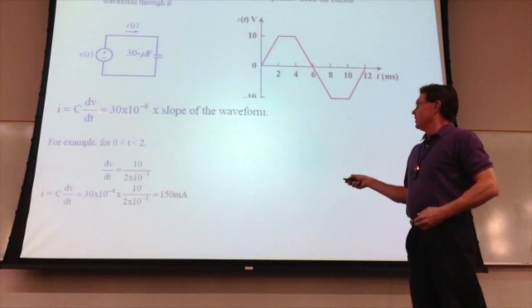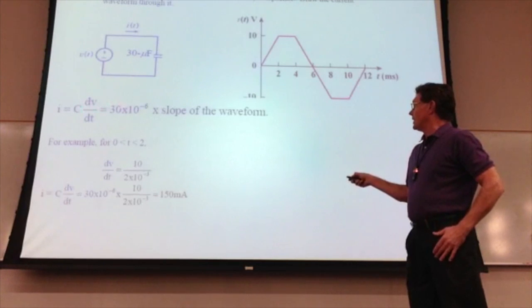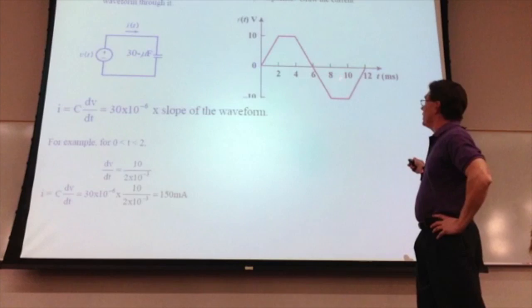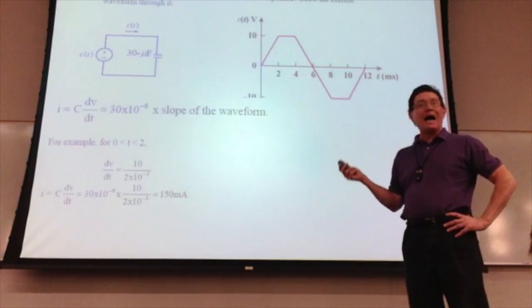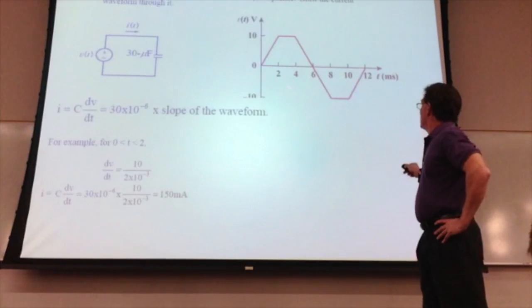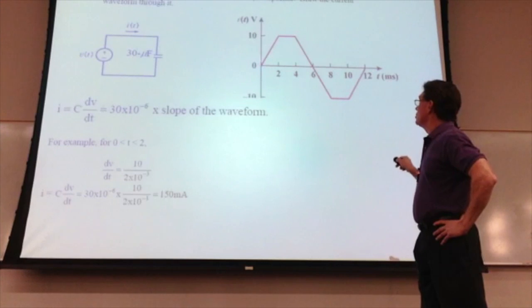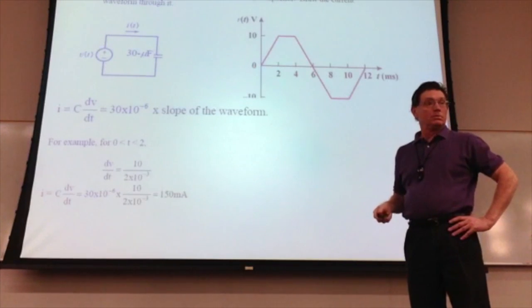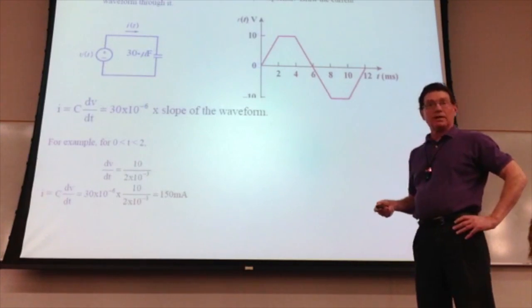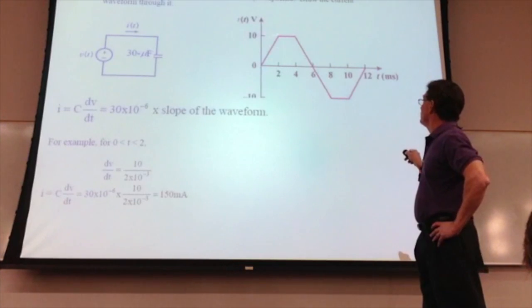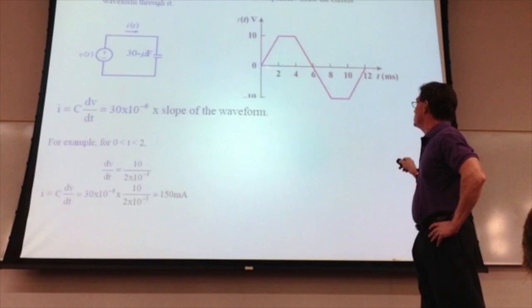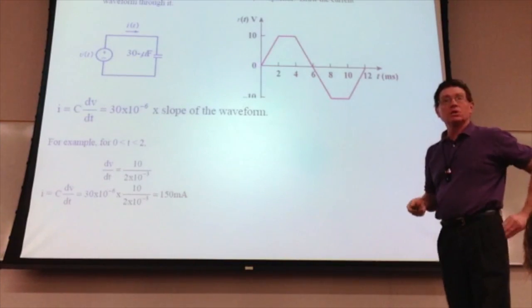All right? So here what we're looking for is the capacitance, which is 30 microfarads, times the slope of that waveform. And again, we did this by eye the other day. We just said, you know what? This is a linear function. It has a slope of 5. Okay? It's 5. It's the change in y, or the change in v in this case, over the change in x, or the change in t. So it's 10 divided by 2. It's a linear curve.